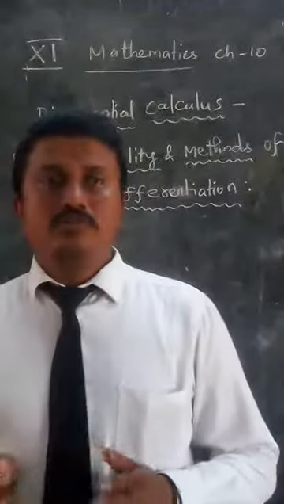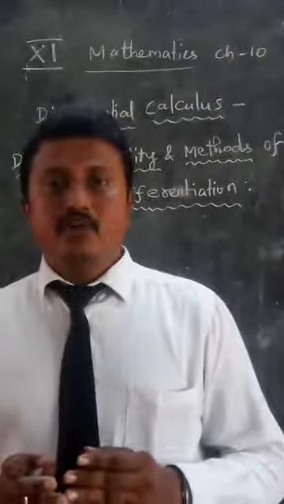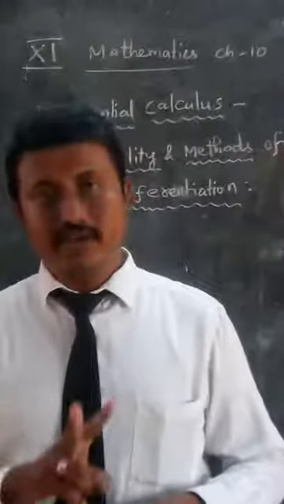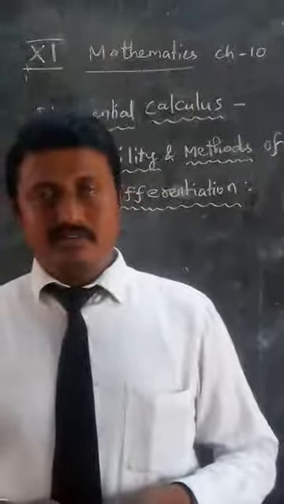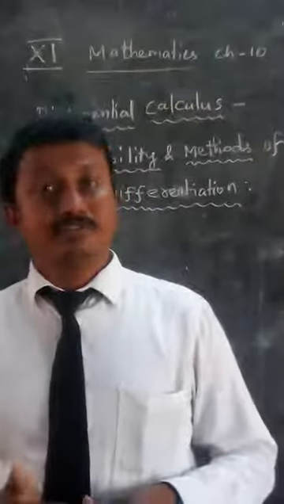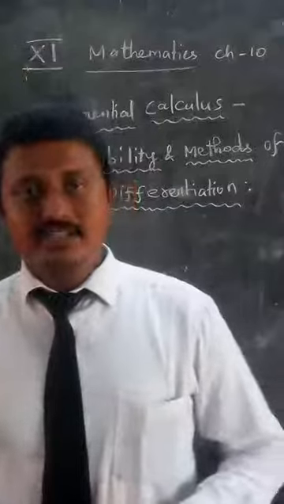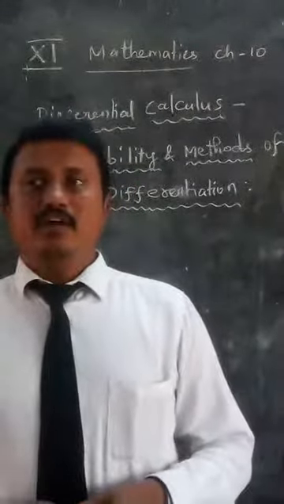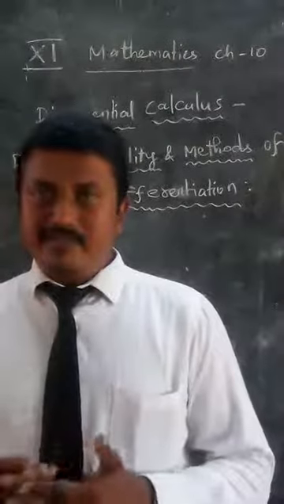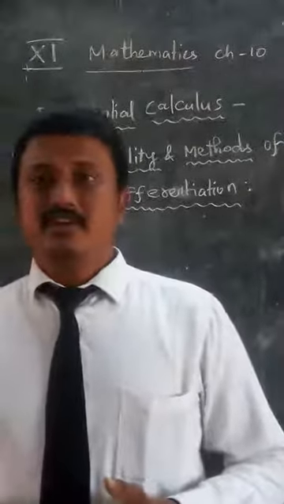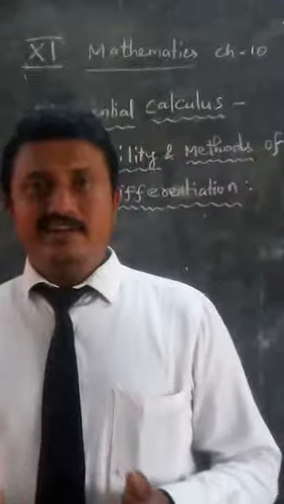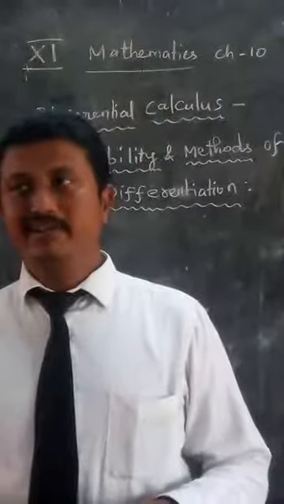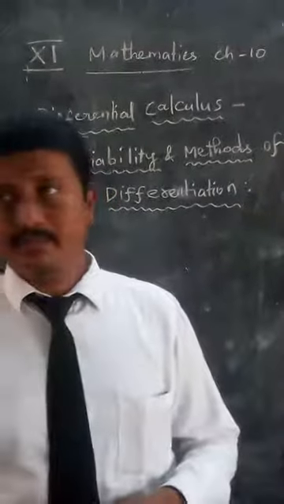Then we moved on to a crucial topic called product of vectors, which is classified into two types. One is scalar product, otherwise called dot product, and the second one is vector product, otherwise called cross product. In each type we elaborately discussed the properties and also related problems, right? And we have completed the chapter yesterday, the 8th chapter.